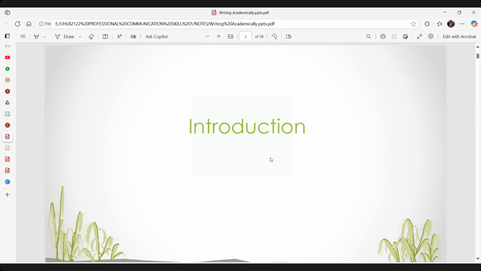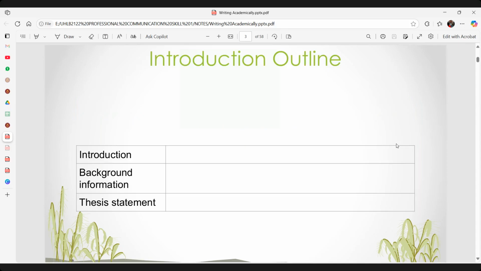Let's start with the introduction first. I think that is the easiest and the most logical part that we can do. This is something that I took from the outline. In the introduction, you have the introduction itself, or attention grabber or hook, whichever word you like, and then background information, and then thesis statement.